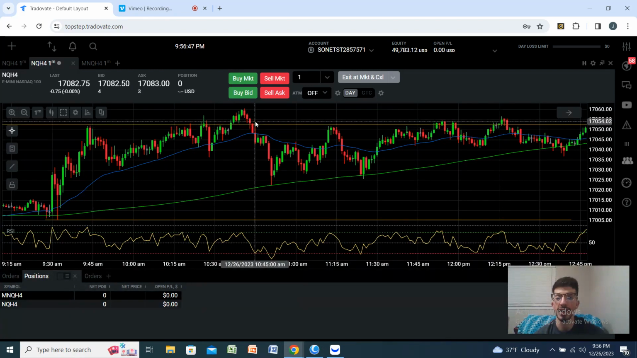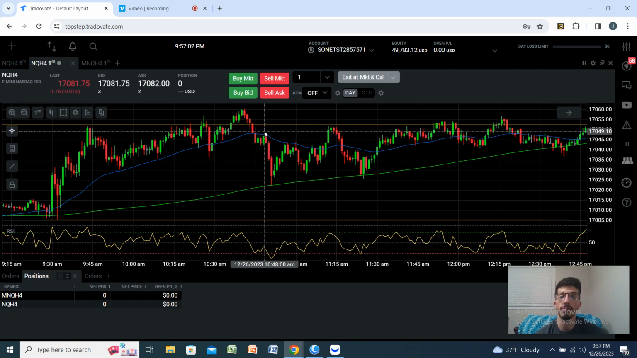I actually got faked out right here. I thought it was holding above this new support and validating it, so I went long. I got faked out. The moment we broke below that EMA, I got out. I took a $154 loss.